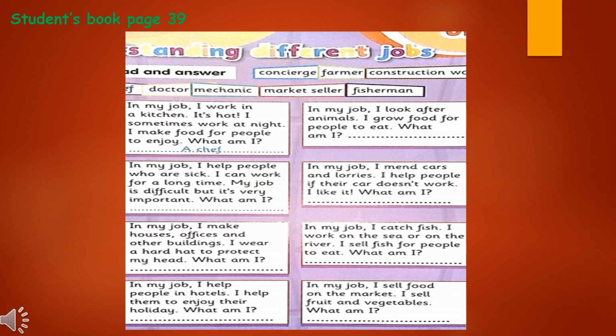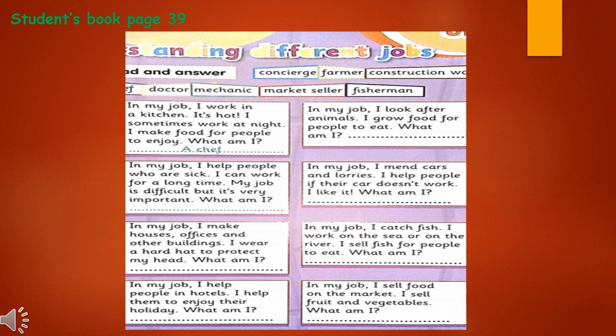In my job, I work in a kitchen. It's hot. I sometimes work at night. I make food for people to enjoy. What am I? A chef. Yes. The box beside it. The second box, the one beside it.